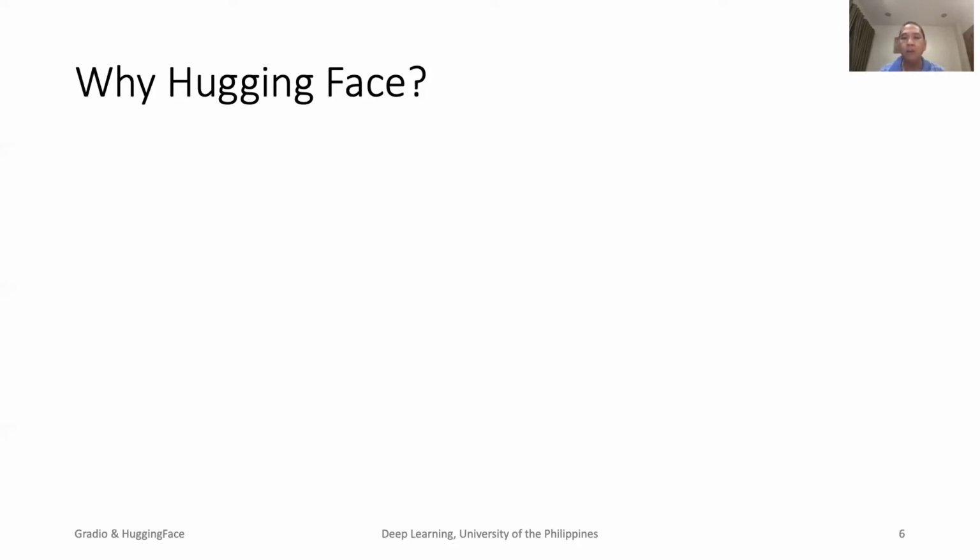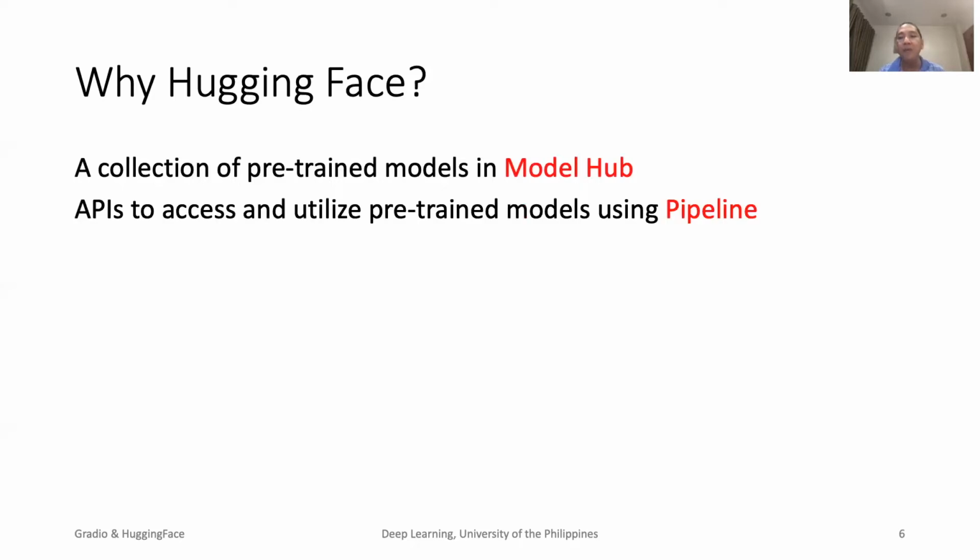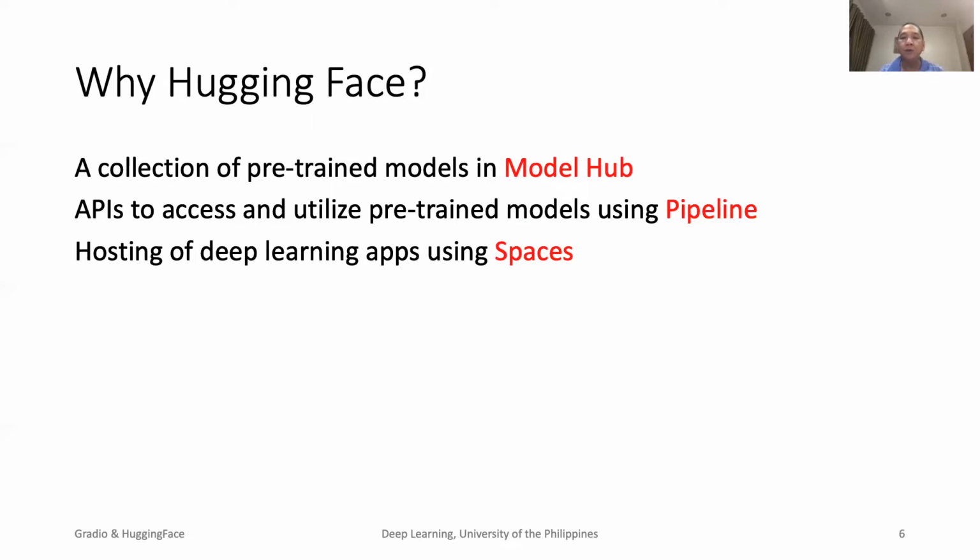In short, Hugging Face is on a mission to democratize the benefits of deep learning by providing the following. A collection of pre-trained models is available in Model Hub, APIs to access and utilize pre-trained models using pipeline, and hosting of deep learning apps using Spaces. We will use all of these three services in our examples.